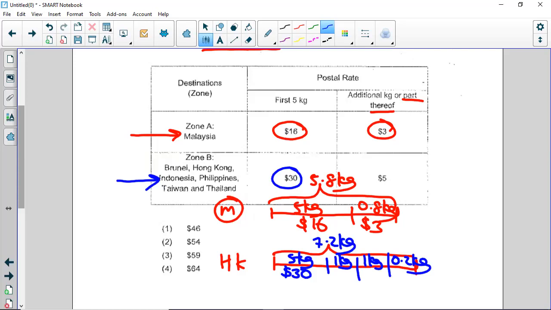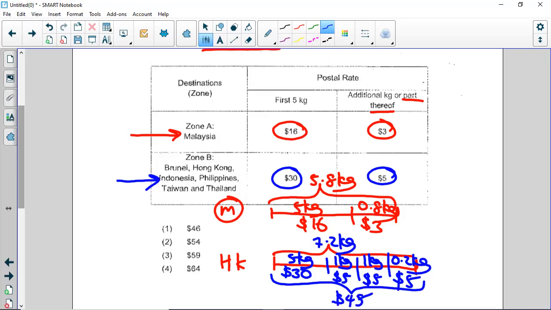So every 1 kg is how much? Every 1 kg is $5. So you put down $5, and the part thereof, which is your 0.2 kg, is also another $5. All right, do you understand? And then you just add all the money. So how much is that? So 30 plus 5 plus 5 plus 5, that will be $45.